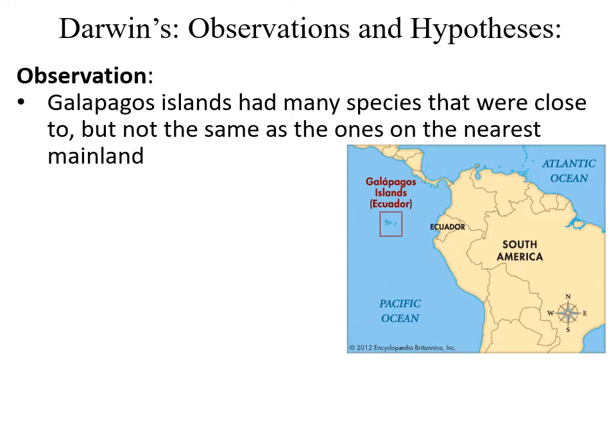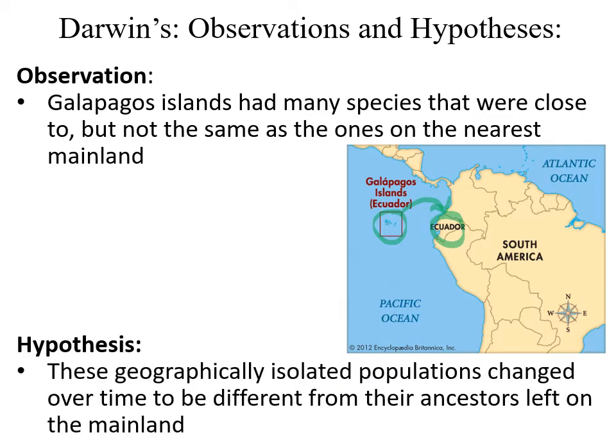The Galapagos Islands also had many species that were close to the species on the mainland right next to the island. The islands themselves are off the coast, and the species he saw there looked like the species he saw on the nearby mainland. They were similar, but not exactly the same. So his idea was that when the animals make their way to the island somehow and are isolated from the mainland populations, over time they change to become different from their ancestors on the mainland.